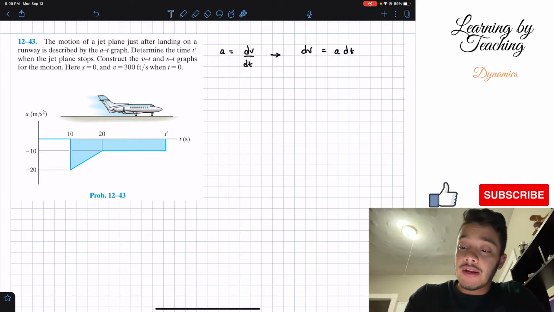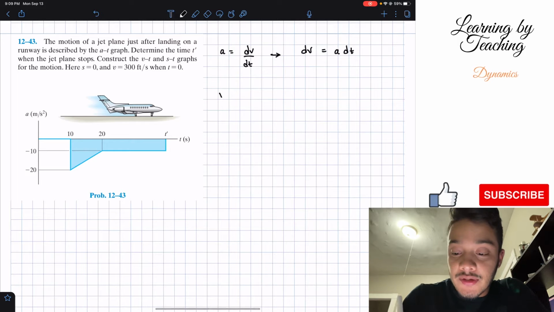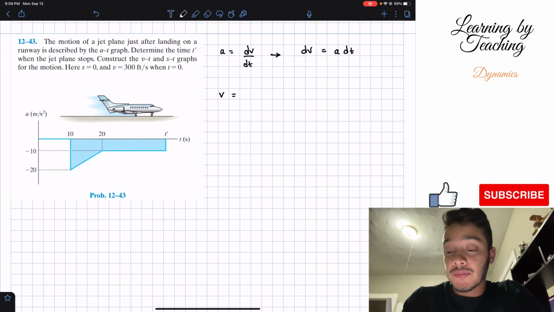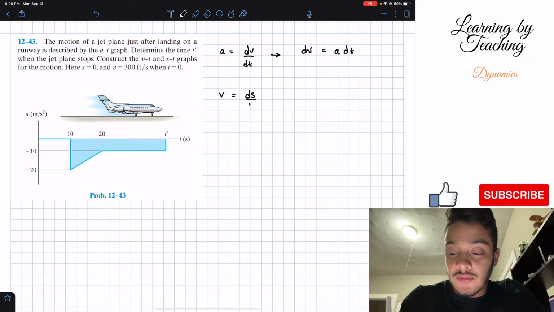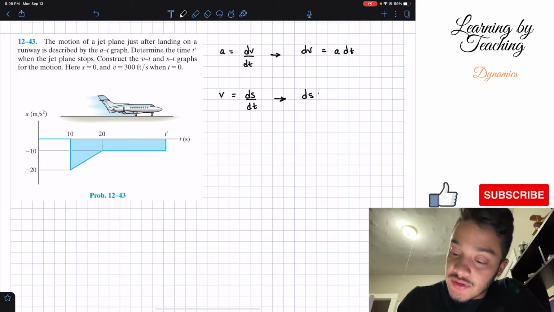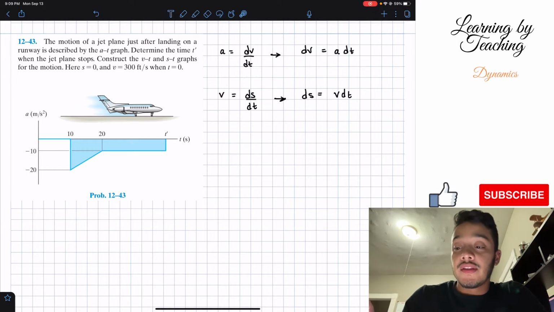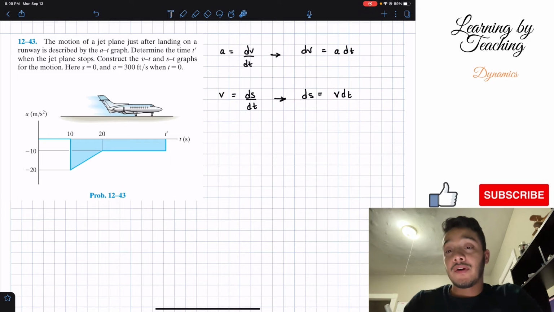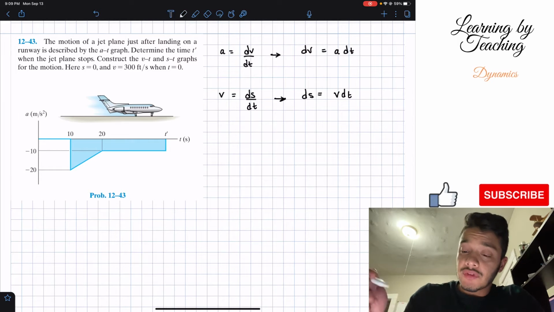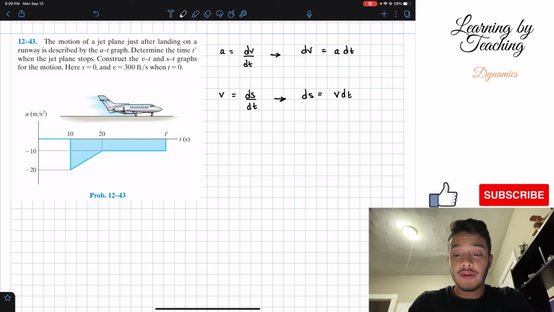Now if we perform an integral on both sides, we will find velocity. After finding velocity, we also know that there is a relationship between velocity and the change in position with respect to time. If we solve for our change in position, this should be equal to our velocity times our change in time. Same thing that we did for velocity, we do an integral on both sides and we find our position. Okay, so let's start solving this problem.